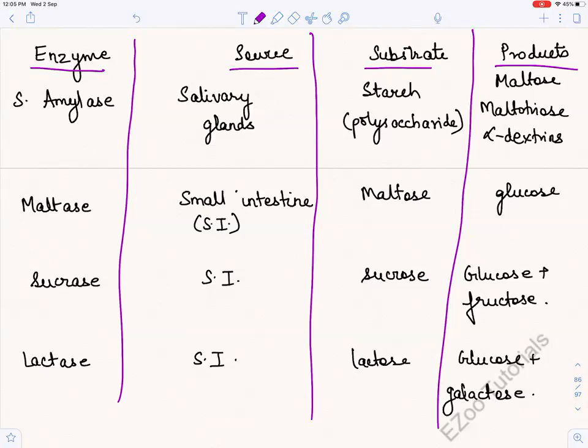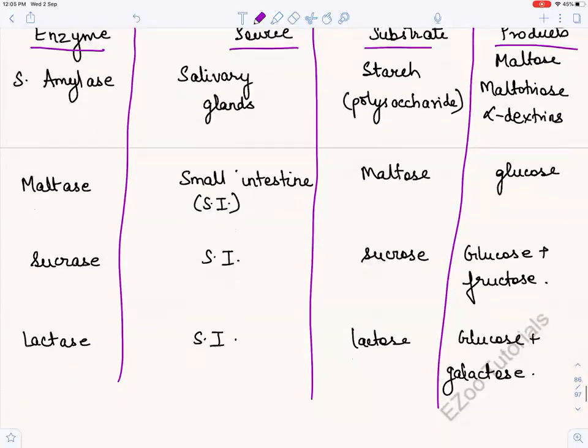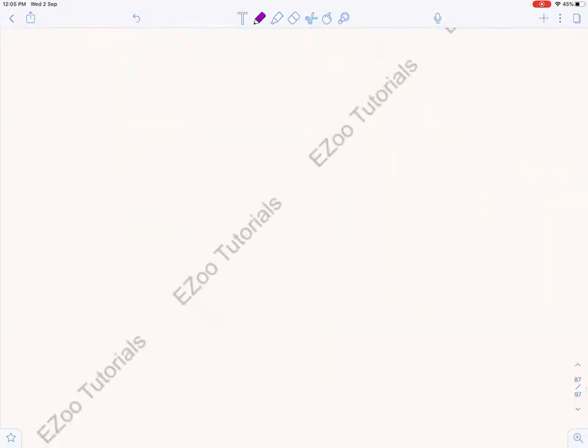So students, we have done digestion of starch. Subsequently we'll be doing digestion of proteins and other things also. So please study hard, and I'll give you questions also. Probably next is digestion of proteins. Hope you understood digestion of starch nicely.